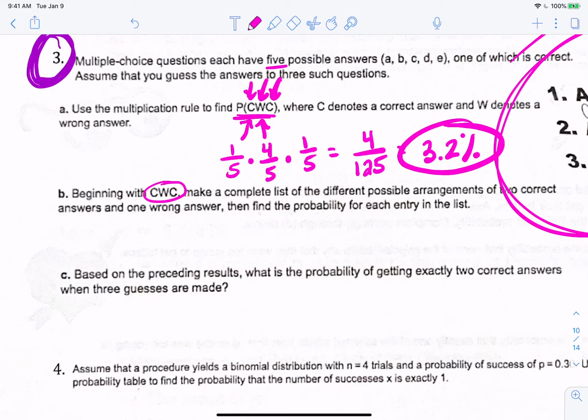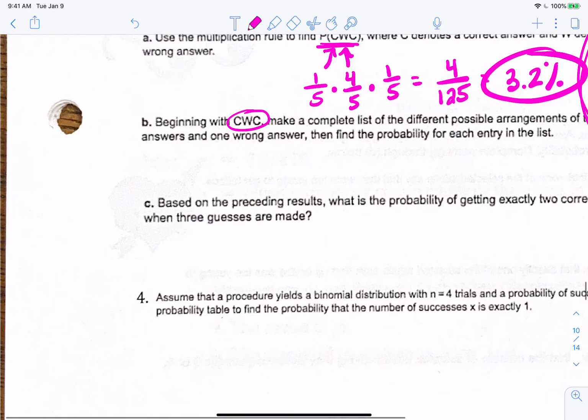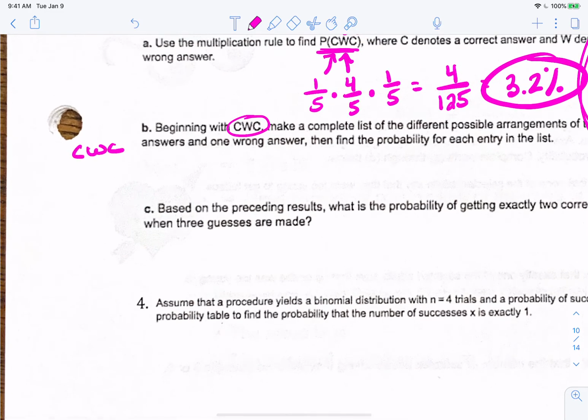Then find the probability for each entry in the list. Oh my gosh, what are they asking for here? Beginning with correct, wrong, correct. Make a complete list of the different possible arrangements of 2 correct answers and a wrong one. Oh, okay. Two correct answers and a wrong one. So I could have a correct, wrong, correct, or I could have a correct, correct, wrong.